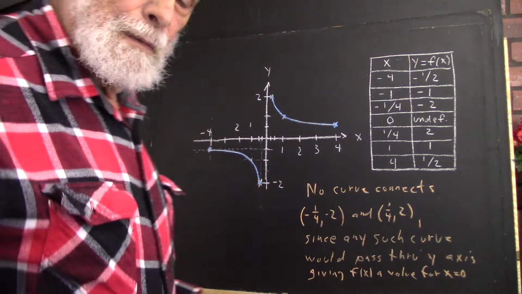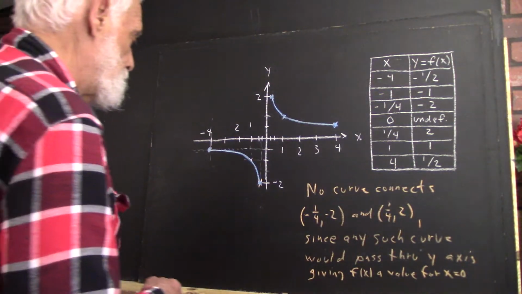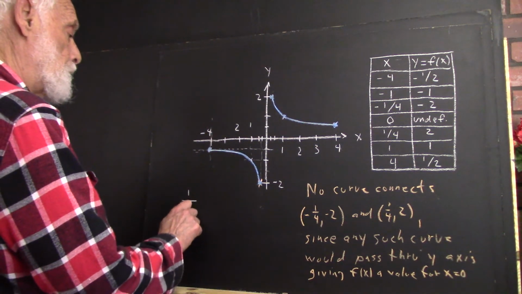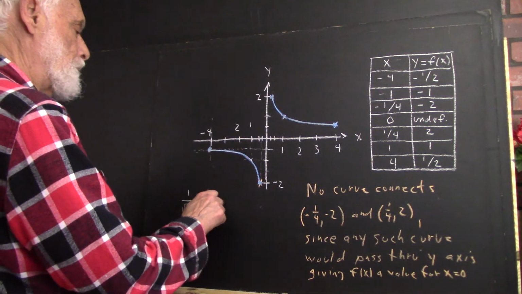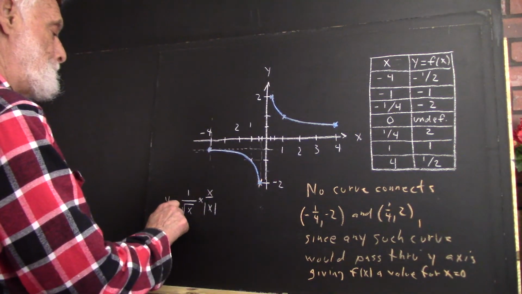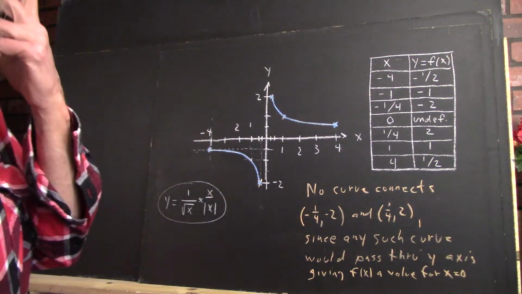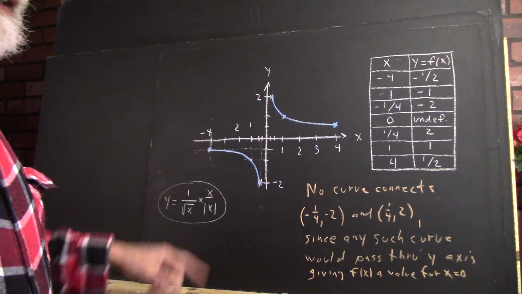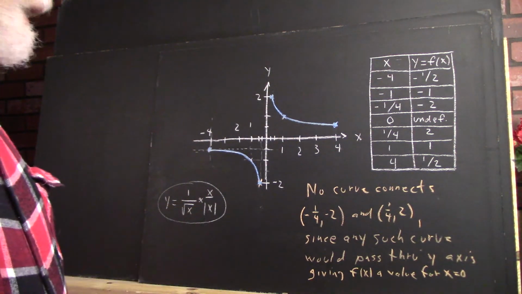And I'll even offer a little, this function here, it's not a basic function. This function turns out to be 1 over the square root of x multiplied by x over the absolute value of x. I'm not going to explain that. I've just got it down there to show you there is a way of writing out the function, but it's a little bit complicated.